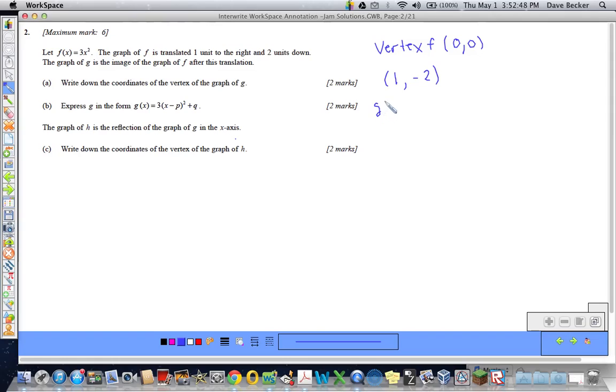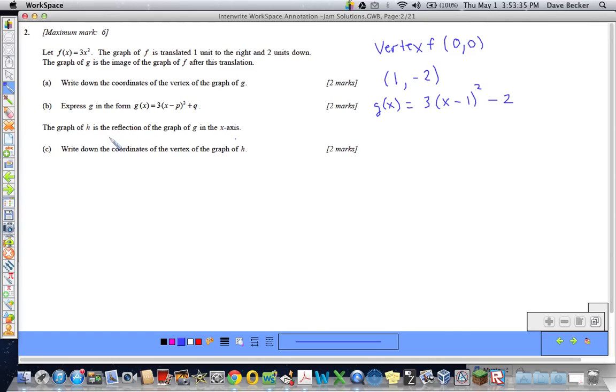So g of x is going to equal, and I take a look at f of x, a horizontal translation affects the x-axis, the horizontal, so you do a horizontal translation by subtracting from the x. Instead of x, we're going to put x minus 1. And a shift to the right, remember, is the opposite of your intuition. We think of right as positive, but because of the horizontal shift, it's a subtraction. So x minus 1 squared, and then it's a vertical shift down 2, minus 2. Done, with part B.